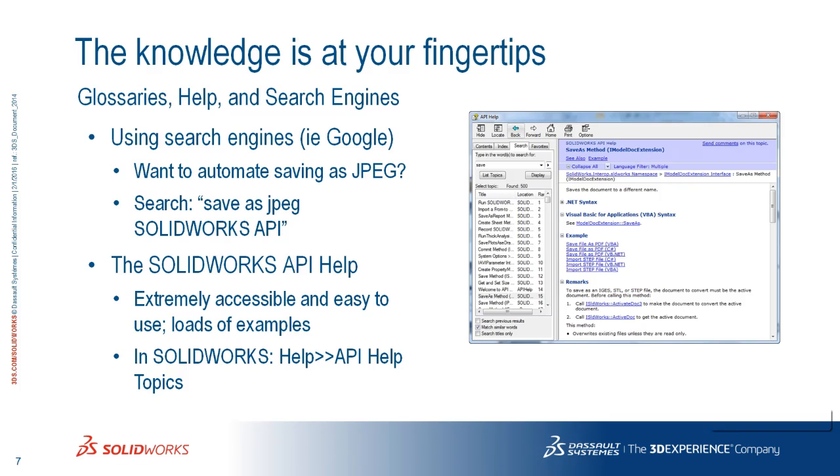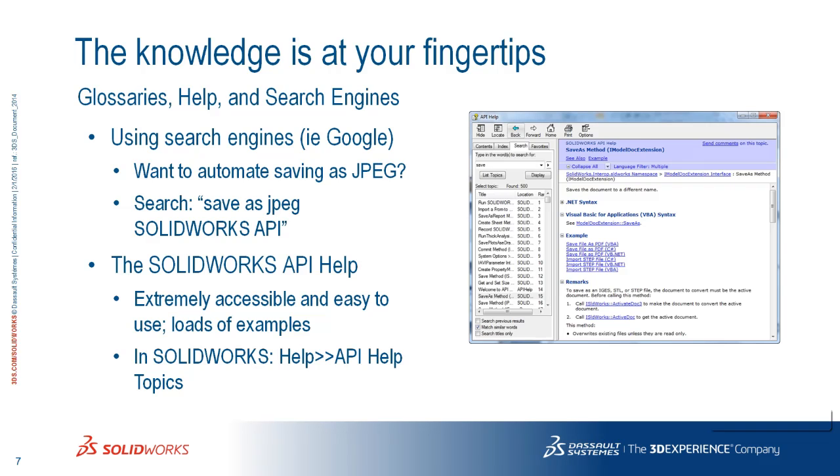So glossaries, help documents, search engines. Using search engines, I wanted to automate saving as a JPEG. Maybe I'm not sure how to do that in SOLIDWORKS. Well, of course, how many of you have seen the SOLIDWORKS API help? Okay, so a few of you there. Does anyone have a preference for the web help versus the in-program help? Nope. I hate the web help sometimes. I honestly do. So this interface, you're probably more familiar with, and probably like just a bit better.